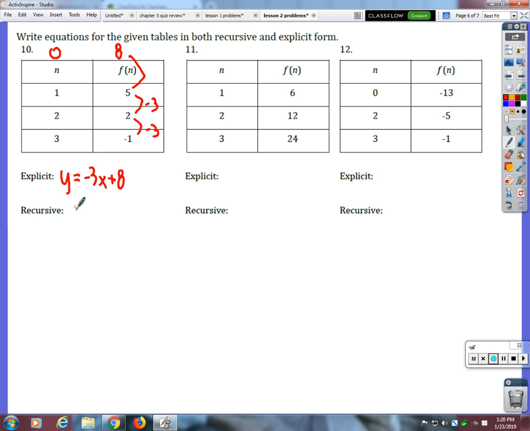Right, okay. So then the recursive one, I haven't been making you guys do the starting point in recursive, but technically you need to say what's the first point. So the first point is 5, and then to get the next one, you take the one before it and subtract 3. Like that. No, because we haven't been emphasizing that. Right. No, I won't throw anything like that at you. Dylan? Uh-huh.